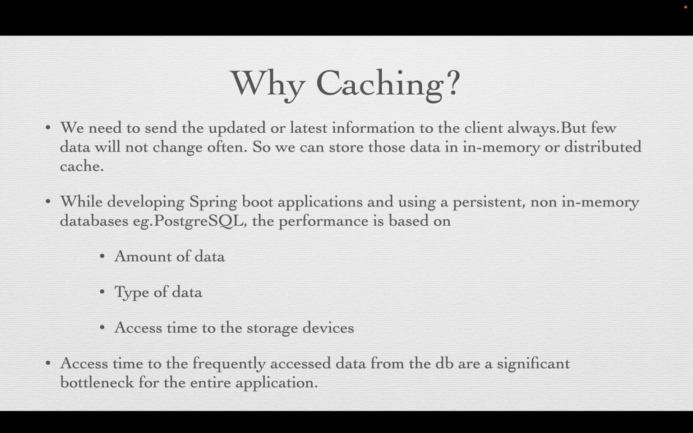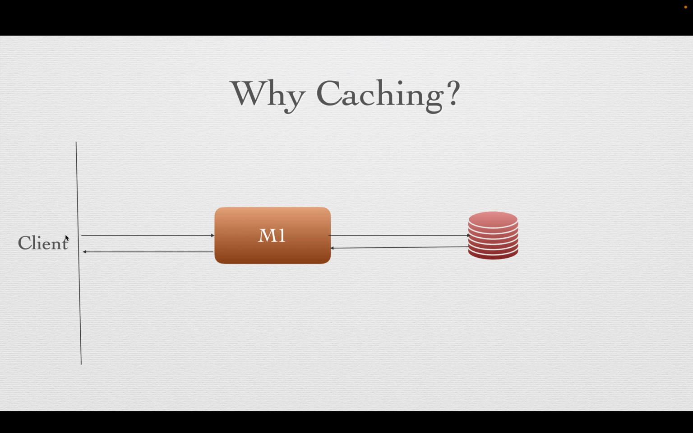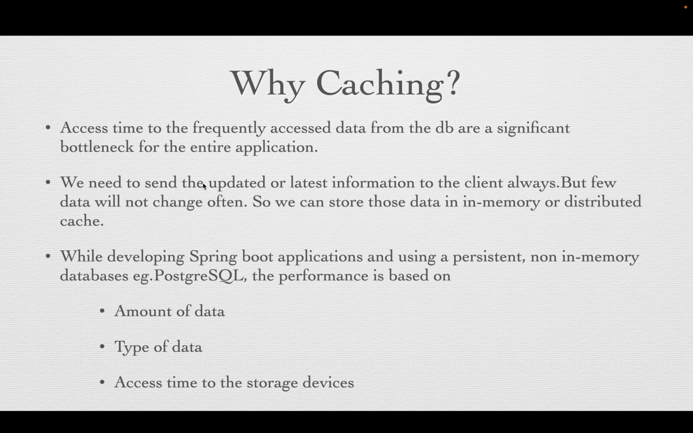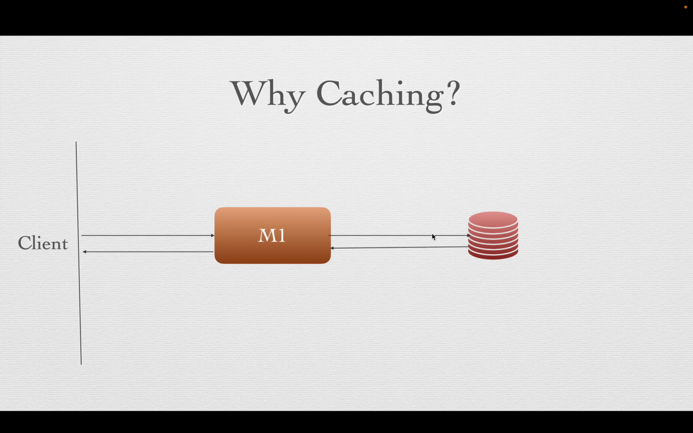Let's start the discussion. Why do we need caching? Suppose I have a client. My client may be Postman or an Angular application or anything. For any request, it will call my microservice, and if my data is stored in the database, my microservice internally needs to access my database to retrieve the information, and then my microservice will return the response to the client. So access time for the frequently accessed data from the database is a significant bottleneck.